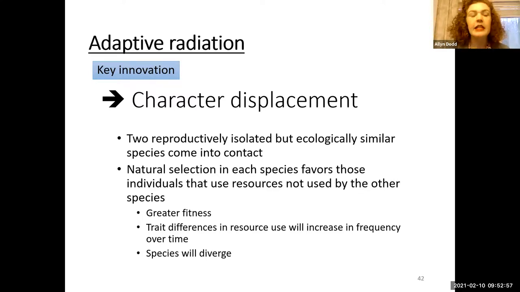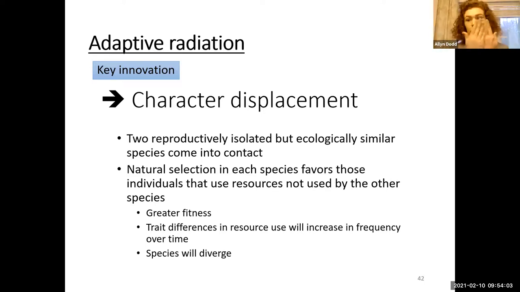So what is character displacement? Here's what it is. You have two species, and let's say they're reproductively isolated. They can't mix, they can't hybridize, but they are ecologically similar. They have some overlap in their niches. That could be where they live, that could be what they eat, just something about their niche overlaps. Natural selection as a process favors individuals that use resources not used by other species. That is to say, selection favors reduction in competition, because competition reduces fitness. Selection doesn't want anything, but the process will act in such a way to reduce competition, because that will increase the fitness of each species.